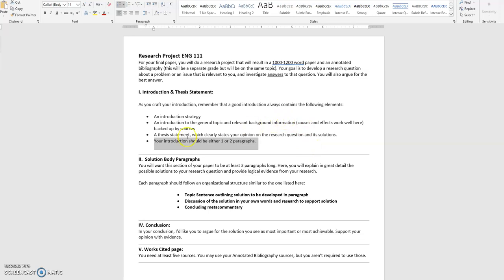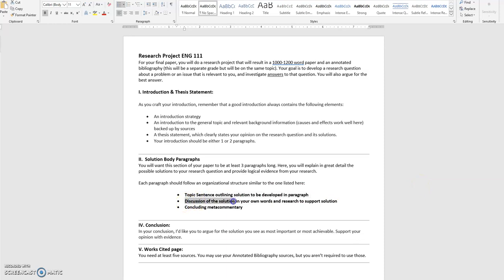Then after your introduction, you're going to have your body paragraphs, and each body paragraph is going to tell us about one potential solution or answer that you found to your research question. Okay, so you need at least 3 body paragraphs, and each paragraph will be devoted to at least one solution to your research question. Just like you've done in the past, you're going to start each body paragraph with a topic sentence that presents to us the potential solution you're going to discuss.